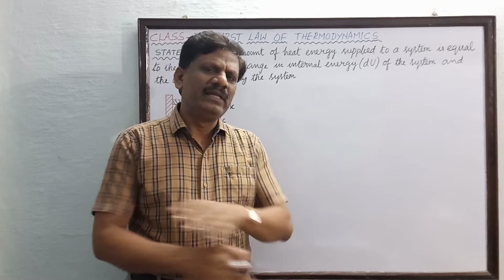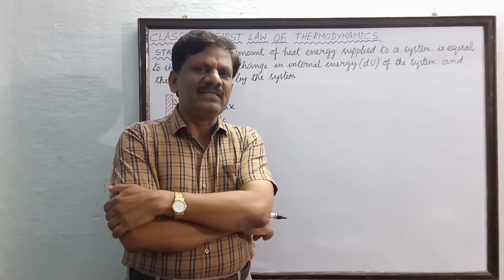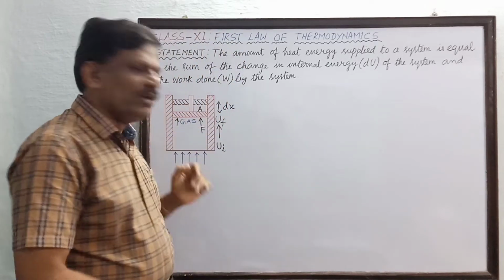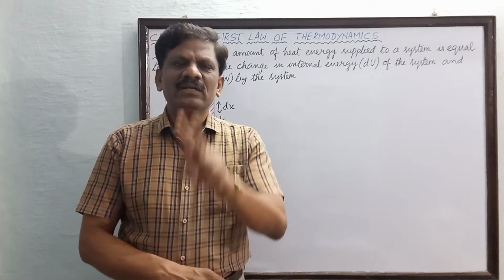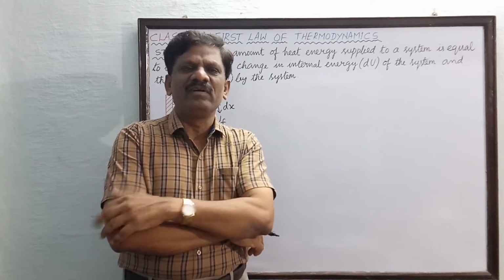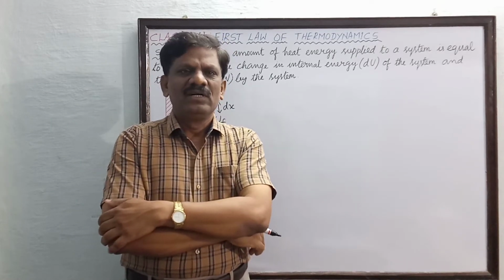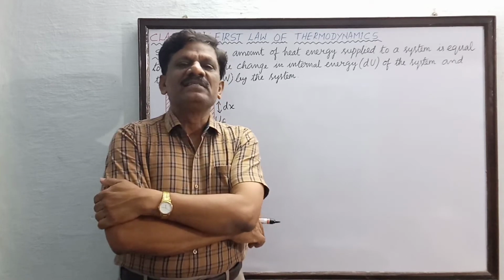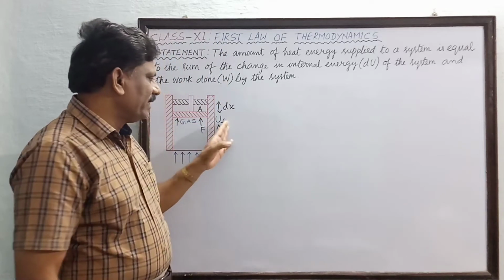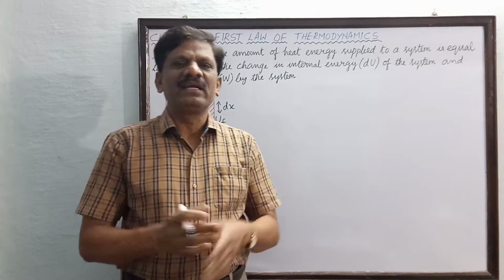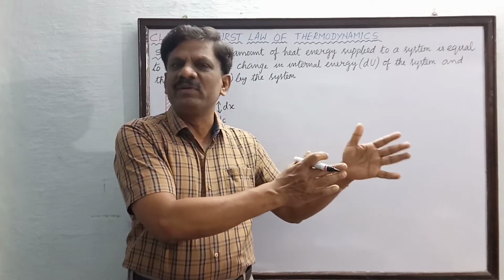So naturally the quantity of heat supplied, that is Q joule, has done two jobs. It has performed two jobs. What is the first job? It has increased the internal energy of the system. For that, a few joules of heat must have been utilized.